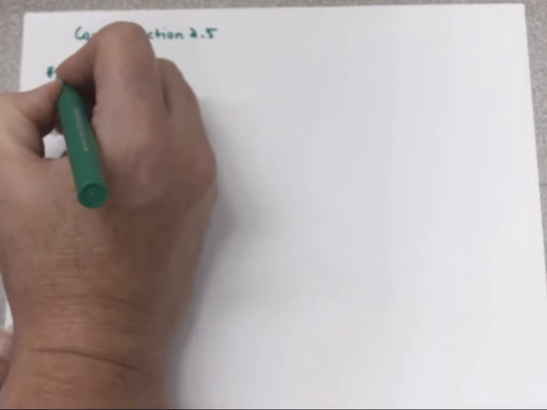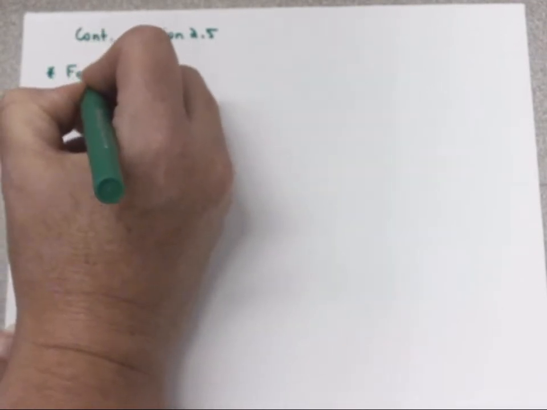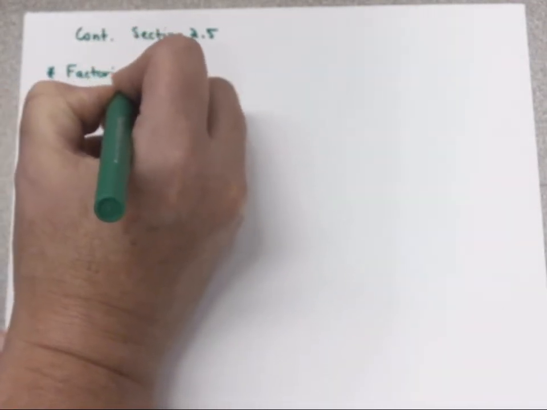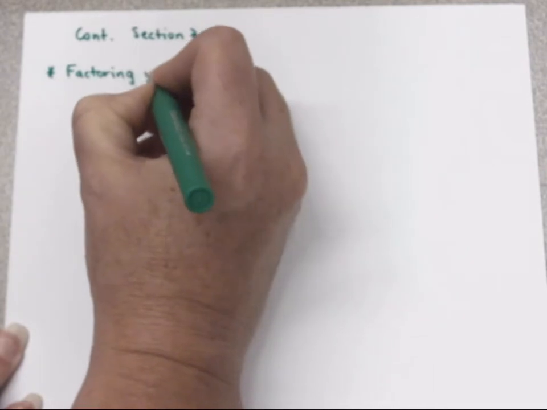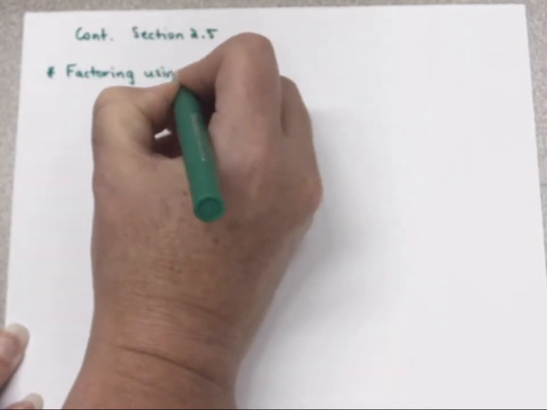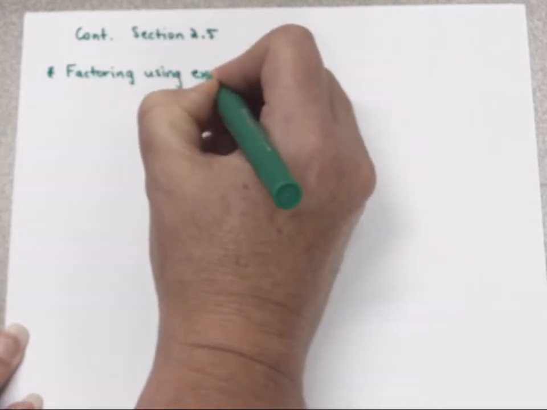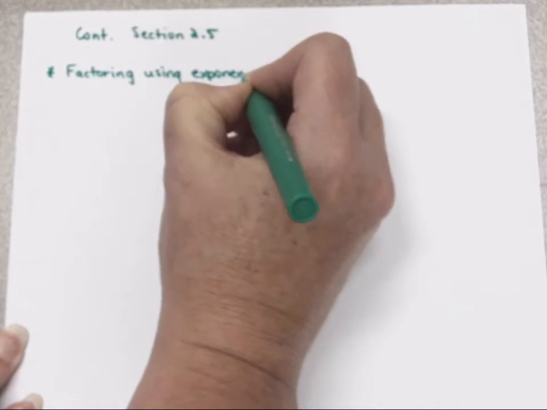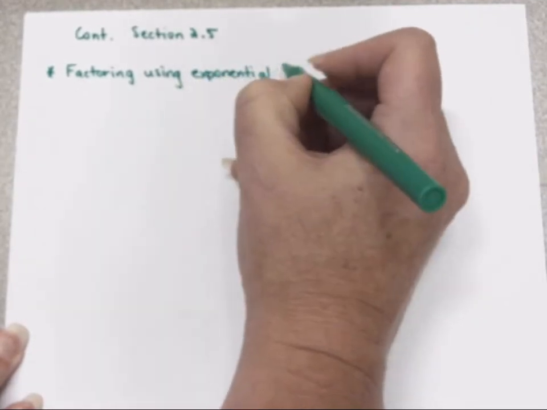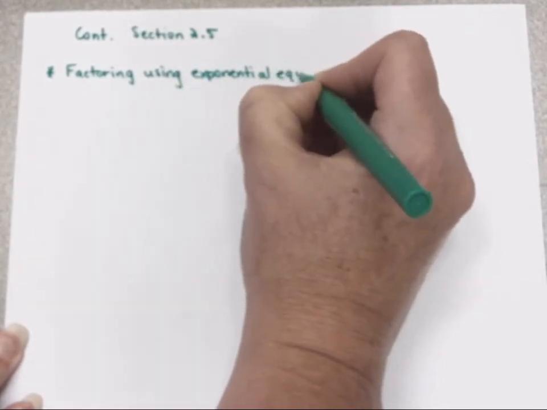Remember, exponential functions are functions where x is in the exponent. It's not like x squared, it's more like 2 to the x power. So something we didn't get to last time was factoring using exponential equations.